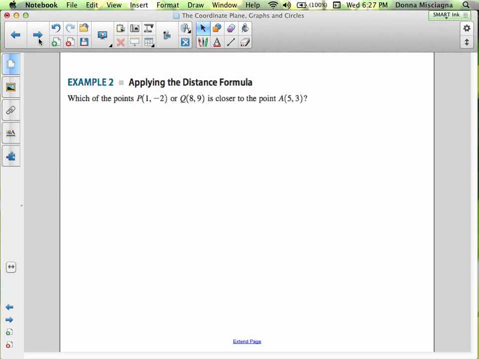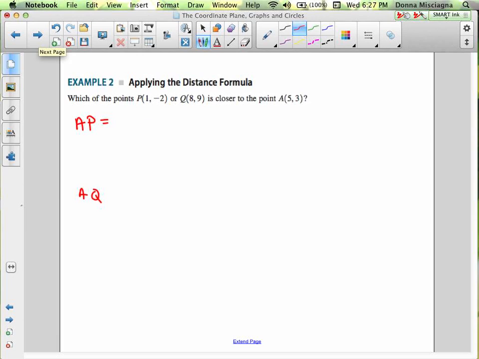So now that we've gone through what the distance formula is, let's answer our question here. Which of the points, P at 1, -2, or Q at 8, 9, is closer to the point A, which is at 5, 3? In other words, we want to find the distance of AP and the distance of AQ, the distance between points A and P and A and Q. It doesn't really matter which point is which.